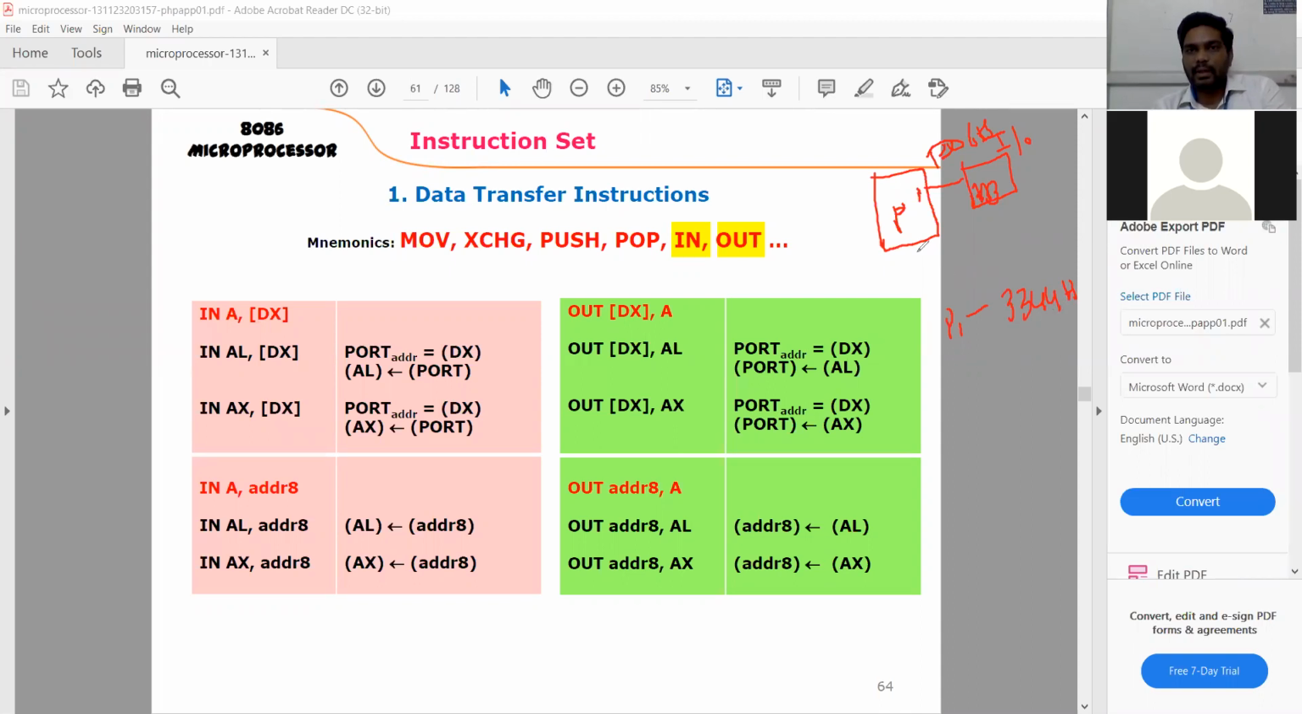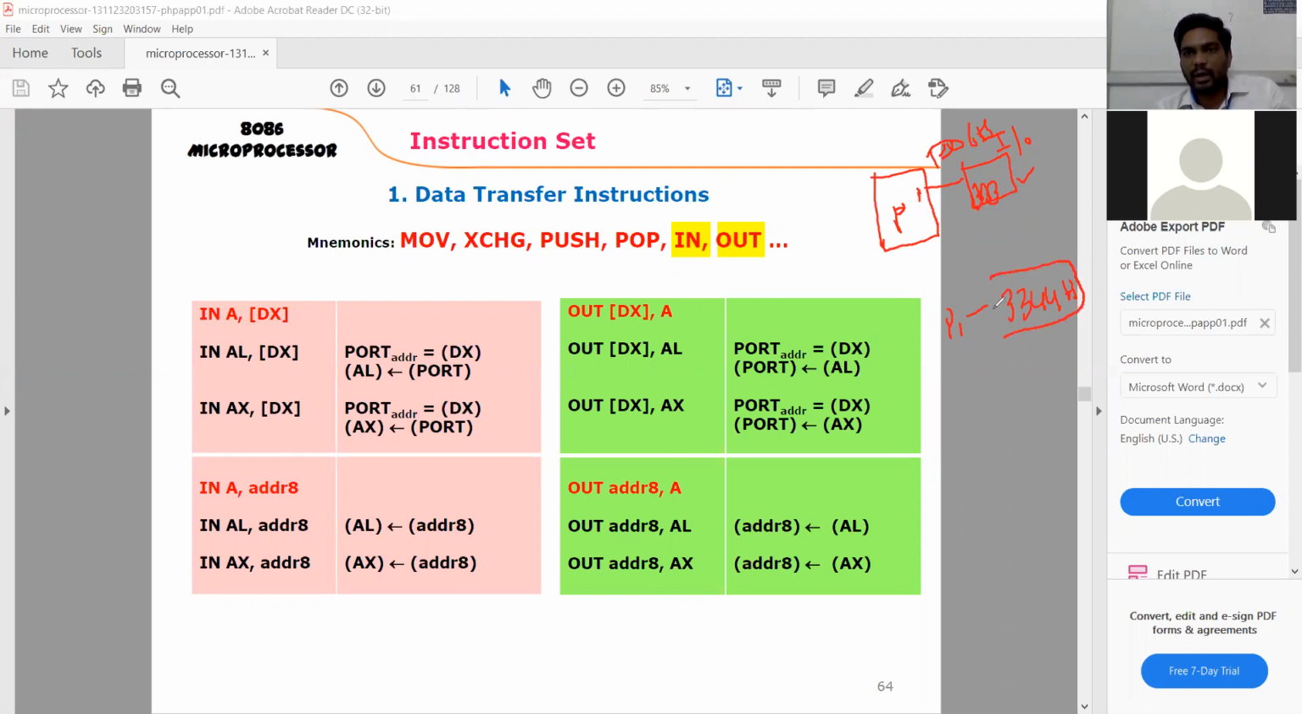Let us say for port 1 I have connected a keyboard. When I need to access this keyboard, how do I communicate to the processor? Suppose that through the keyboard I want to enter a name. That means the keyboard is sending data that has to be received by the processor. So how do I communicate with the keyboard? Through this address only.